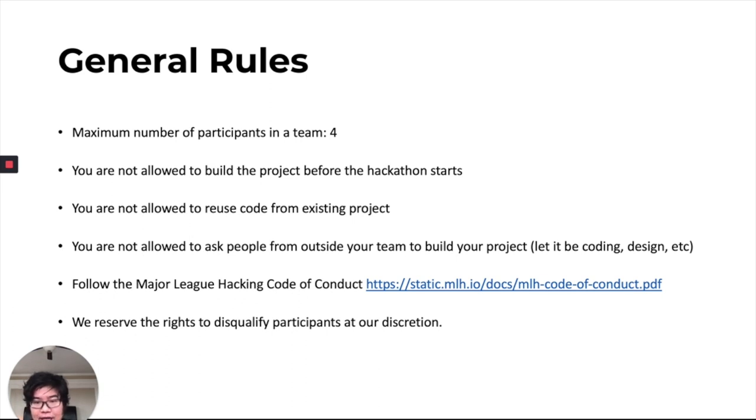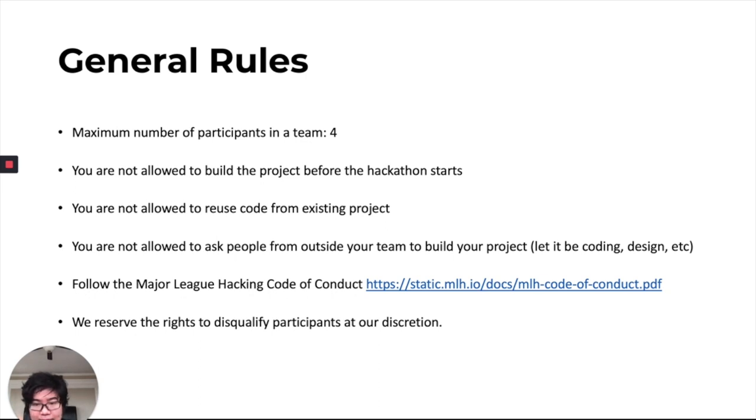Fourth, you're not allowed to ask people from outside your team to build your project, let it be coding, design, and etc. If you want people to help you build your project, they need to be on your team. So this is regardless of what they're doing. If they're providing help in terms of coding and design, they need to be on your team. Unless you want to ask questions to our mentors, that is perfectly fine. More information about mentors in our next slide. But yeah, people need to be on your team to contribute to your project.